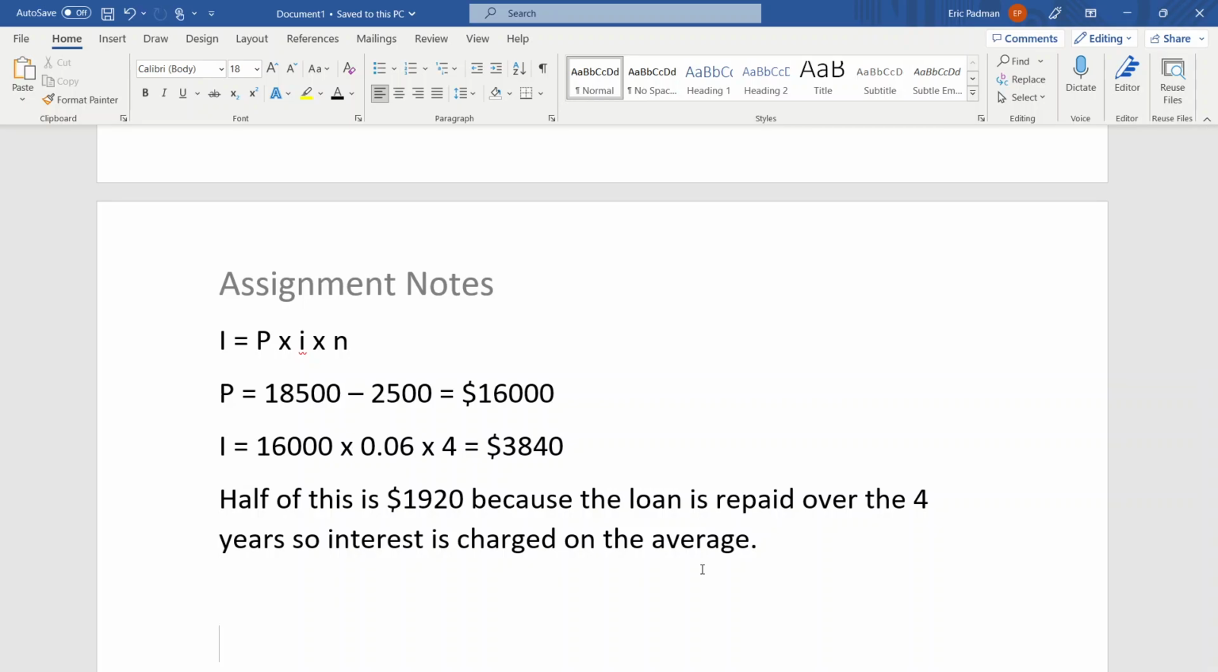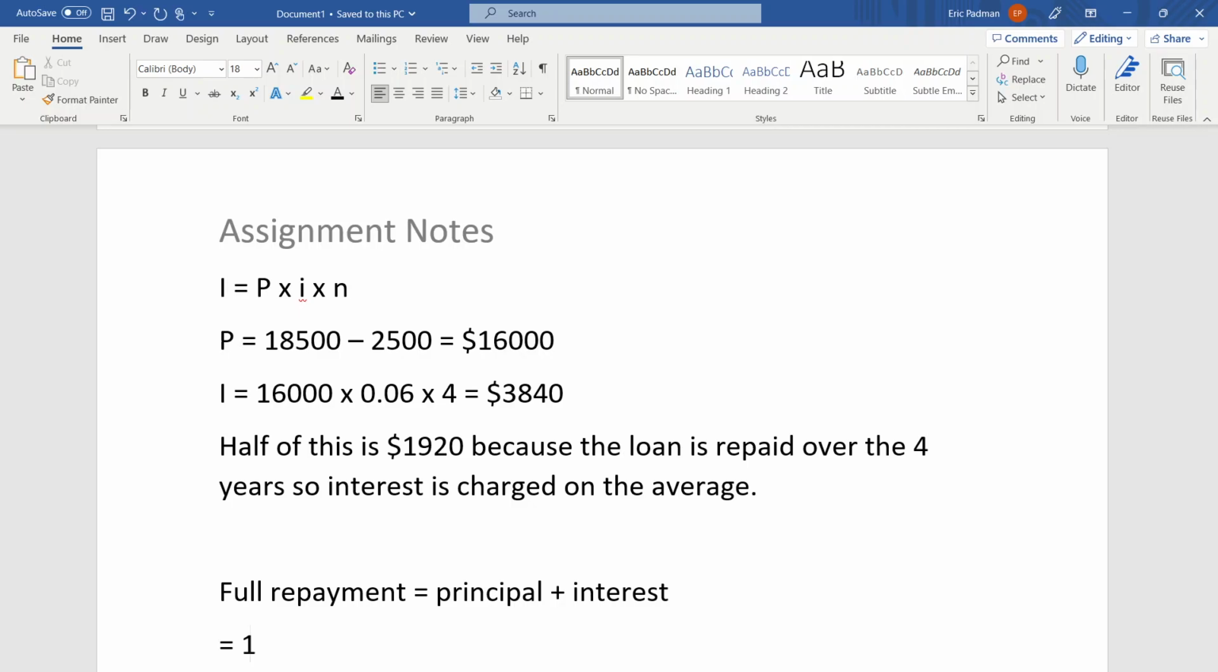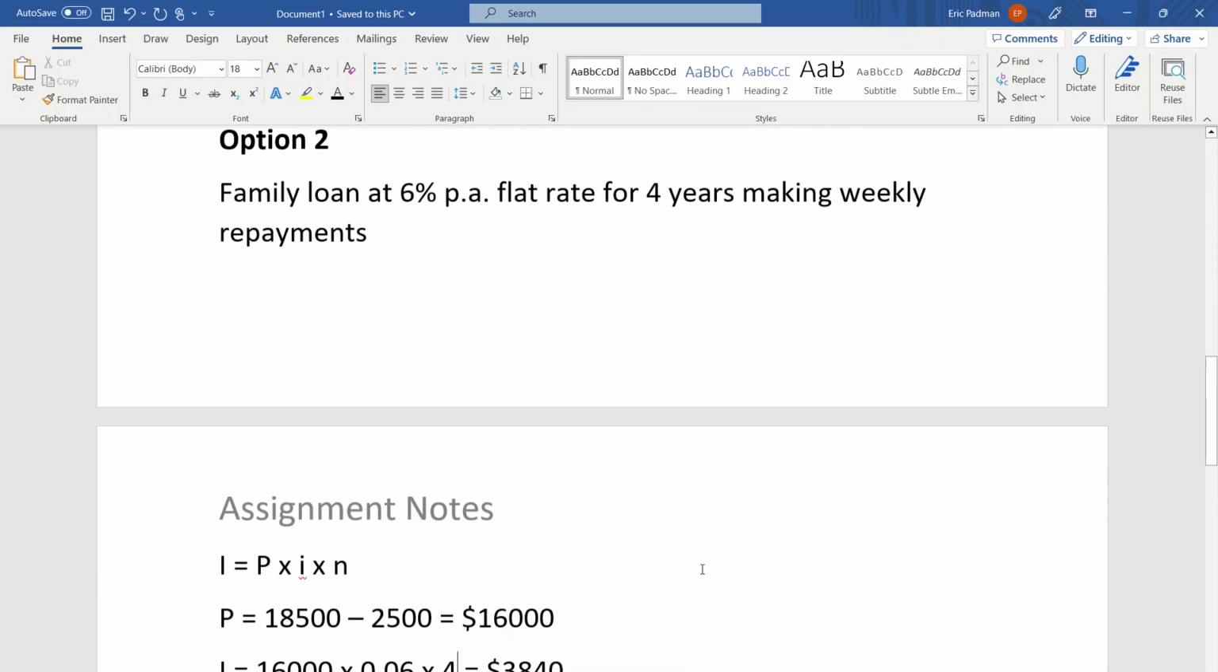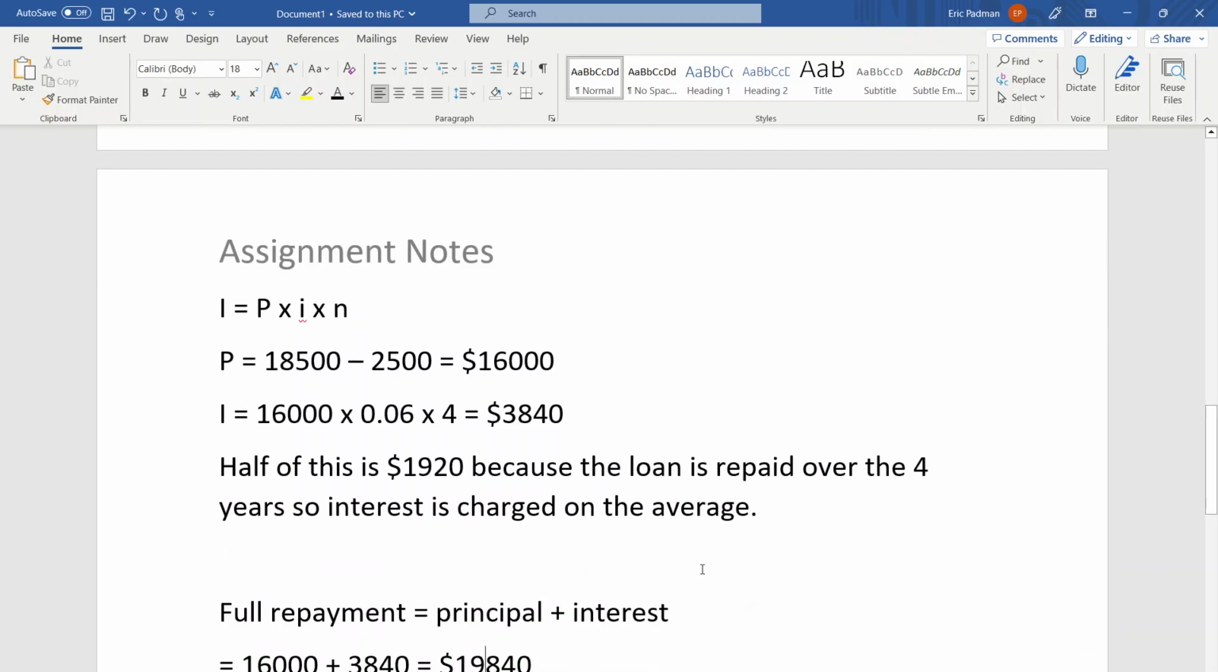The full repayment is going to be the principal plus interest, which is the number we just worked out. That would be 16,000 plus 3,840, which is 19,840. Put a dollar sign. We're done. Let's compare those two while we're at it, because we're talking about how much we have to pay in total. This option is actually a little bit better by a couple thousand dollars.